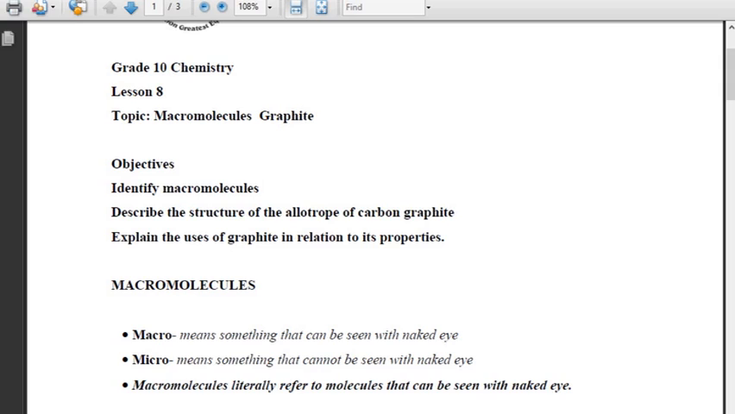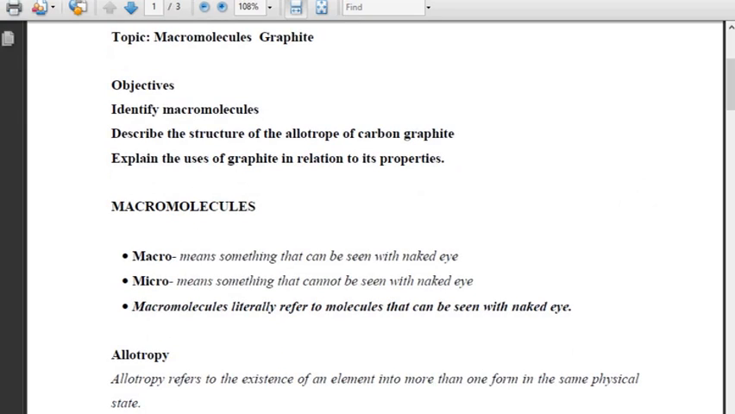So today we are looking at graphite. The objectives of this lesson: by the end of this lesson, we should be able to identify macromolecules, describe the structure of the allotrope graphite, and also describe the structure of diamond, even though I'm going to look at it specifically in the next lesson. We should also be able to explain the uses of graphite in relation to its properties. It's a very simple concept. Just pause the video for about 30 seconds, look at the objectives and see if you have any idea what carbon graphite is and what macromolecules are.